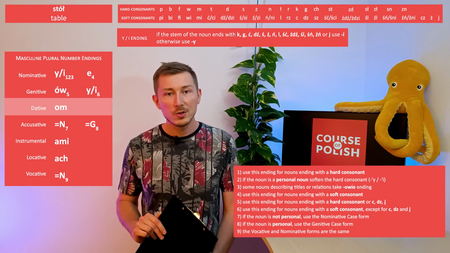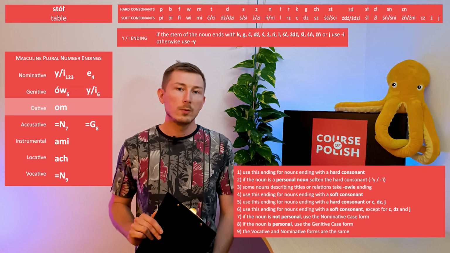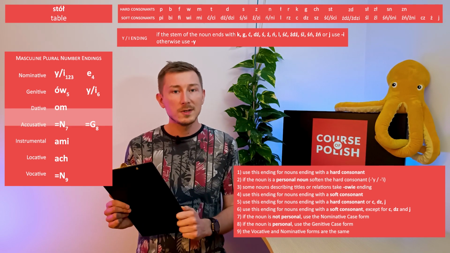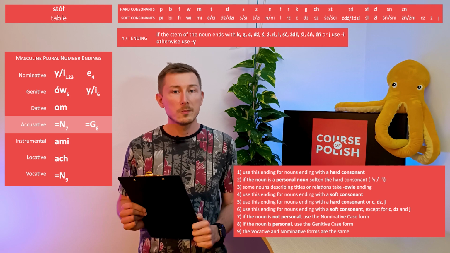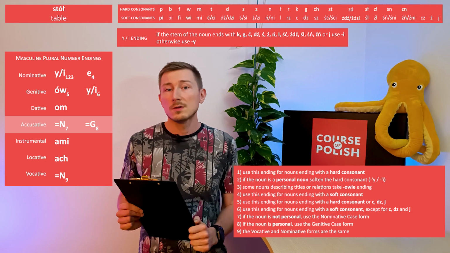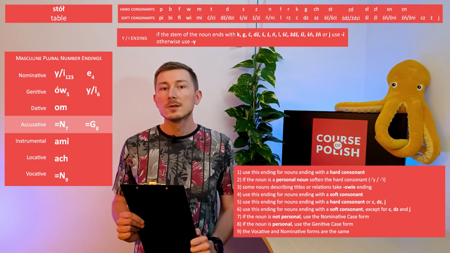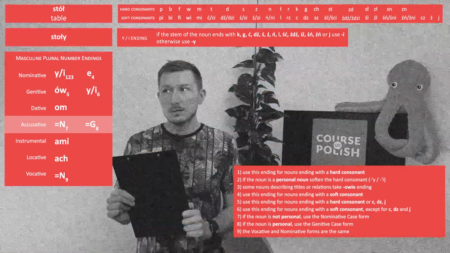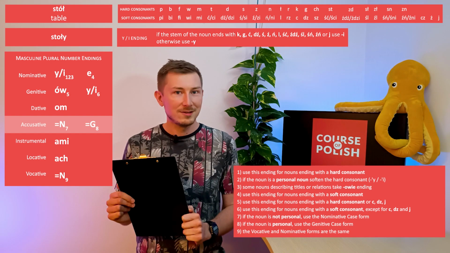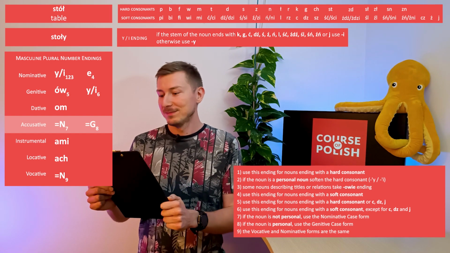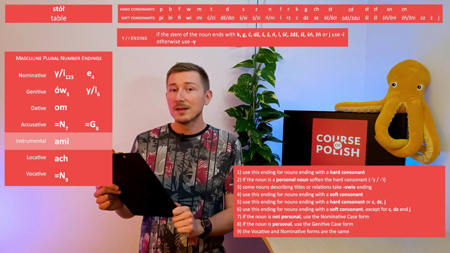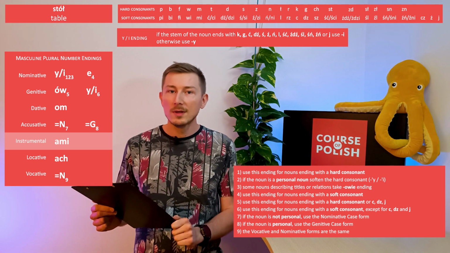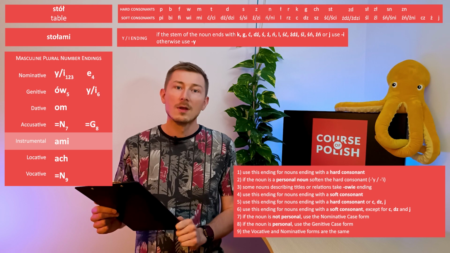Here we have 1 option ending om, so it will be stołom. Next case, accusative. Here we have to use the same form as in nominative case, because stół is not personal. So it will be stoły. Next case, instrumental. Here we have just one option ending ami, so it will be stołami.